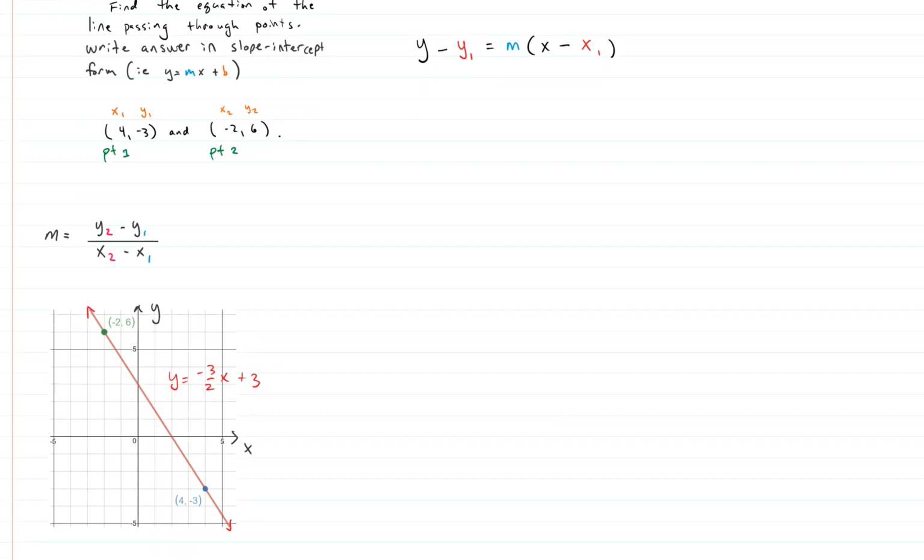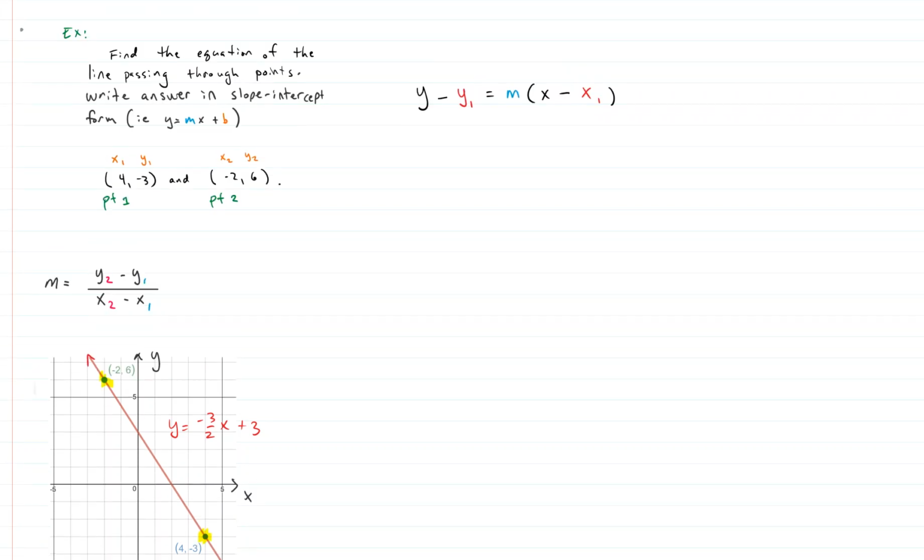So I've drawn a little picture below, again in Desmos, so you can see the 2 points we have, (-2, 6) and (4, -3), and the line that passes through them. That line happens to be y equals -3/2 x plus 3. But we haven't found that yet. I'm just telling you what the answer is. I kind of gave away the punchline. But now we know what we're looking for. We know where we're going.